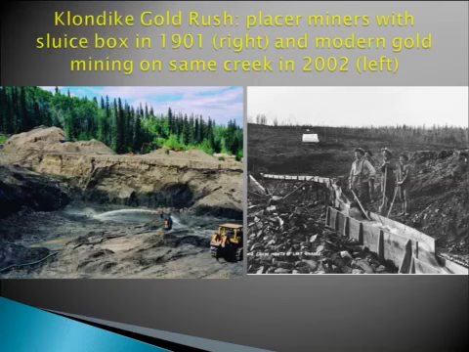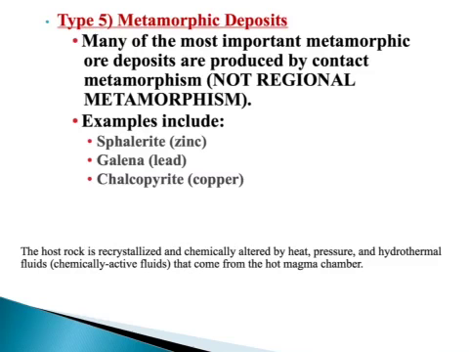These are just some pictures of the Klondike Gold Rush. Klondike River is in Alaska, and we know that it was a period of time where geologists and prospectors were walking the Klondike River and they were panning for gold.